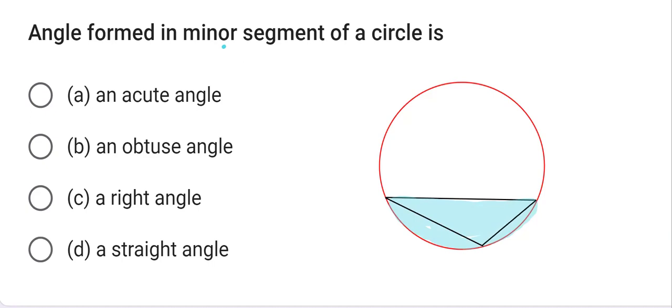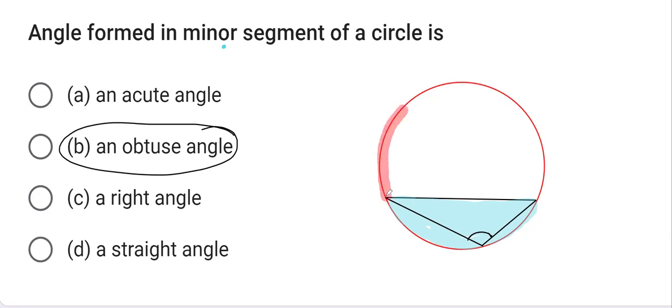So we can figure out that this is actually more than 90 degrees, and it will be an obtuse angle. The other reason you can provide is that the segment is minor, but the arc through which it is made is actually the major arc, which is making an angle on the minor segment, and it has to be more than 90 degrees. So two things you can figure out.